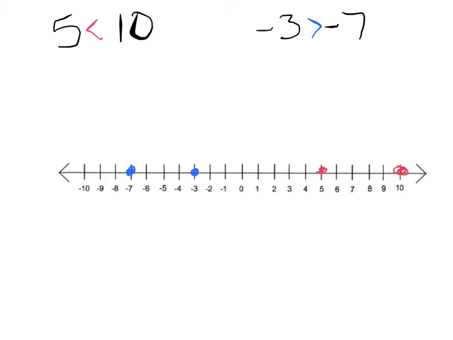So let's look at another couple pairs of numbers. Let's look at 0. 0 is good. He's right in the middle of my line. Let's look at 0 and 2. So first thing we need to do is find them on our number line. So here's 0. Here's 2. 0 is to the left, and so 0 is less than 2.